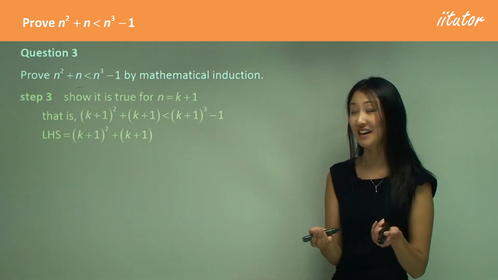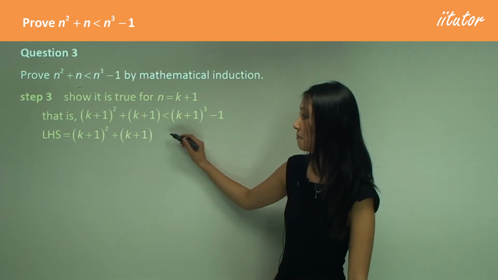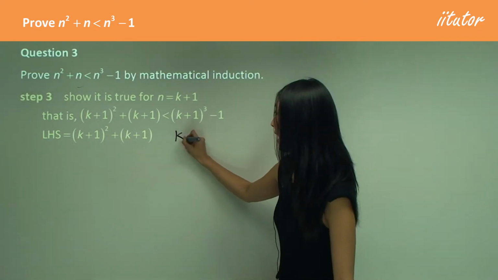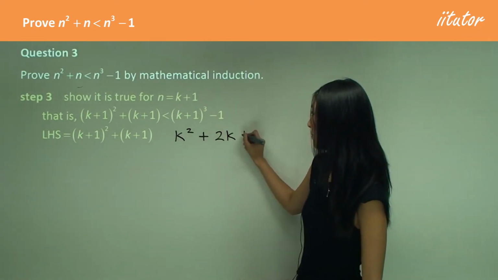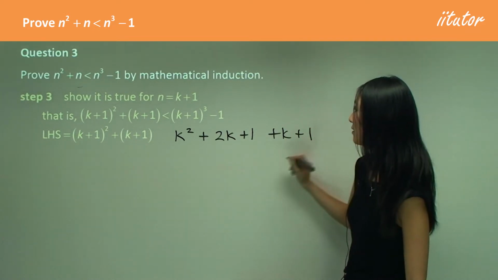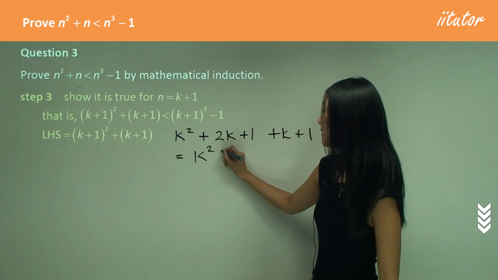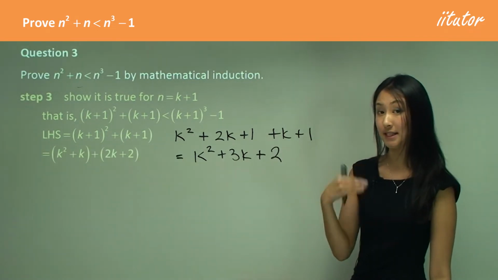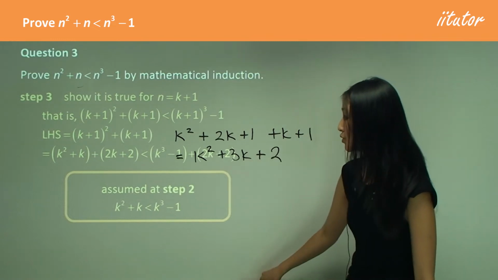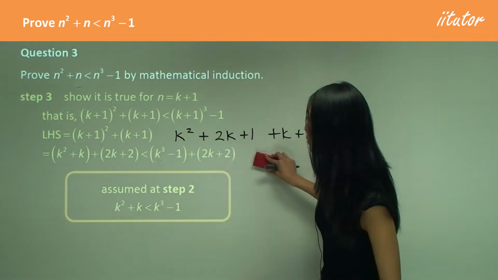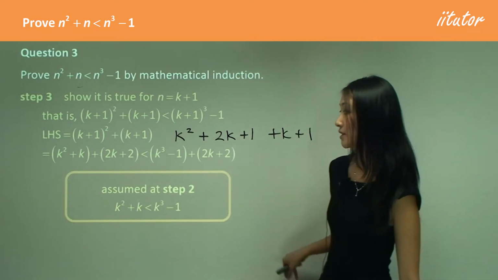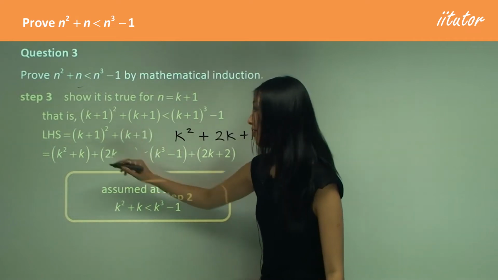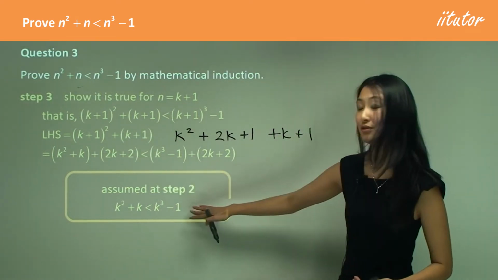All right, let's start off with the left-hand side. So we have k plus 1 squared plus k plus 1. So what we can do here is expand. That'll give us k squared plus 2k plus 1 plus k plus 1, which equals k squared plus 3k plus 2. I want us to think back to what the assumption was. And the assumption was k squared plus k. Even though we worked out k squared plus 3k plus 2, we need to separate it into k squared plus k and then 2k plus 2 because I want to use this assumption here.